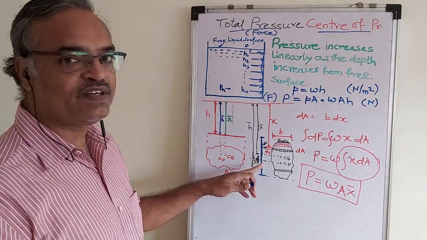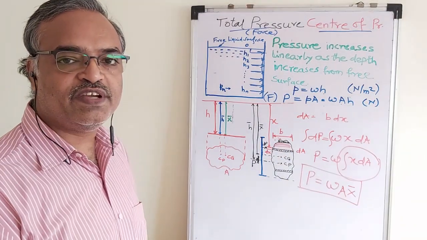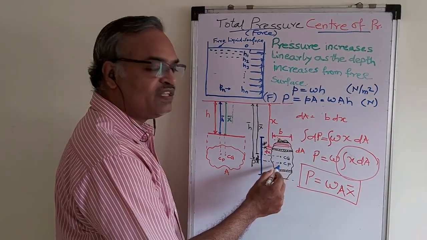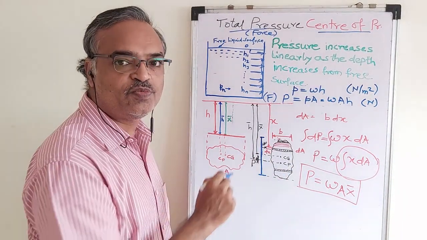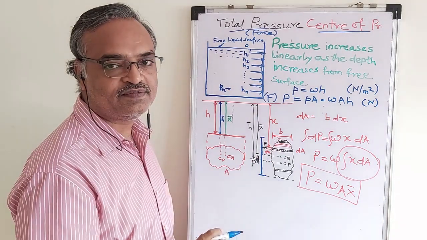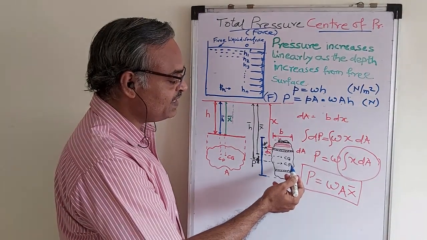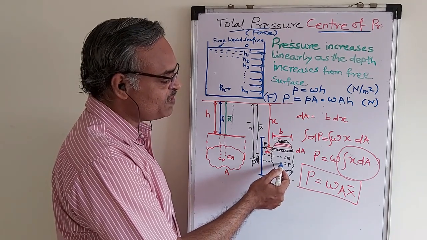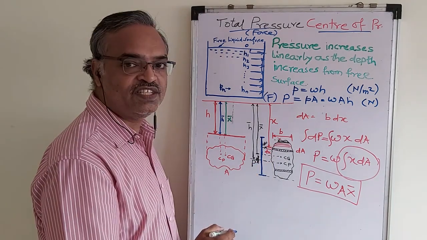But here the case is different. This is a vertically immersed body, and we have seen as we go down the intensity of pressure varies as height varies, and that's why CP will be on the lower side as compared to CG. CG is the point where the whole mass of the body is assumed to be concentrated, and CP is the point where this total pressure is going to act. So as we have seen, as we go down the height increases, and that's why the intensity of pressure increases and the total pressure acting on the surface increases. That's why CP will always be on a lower side than CG.